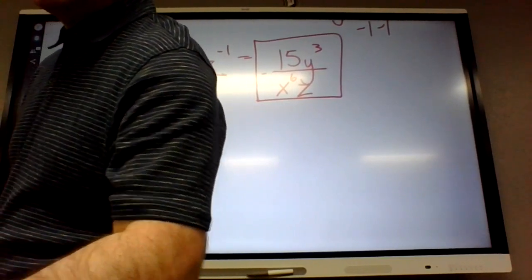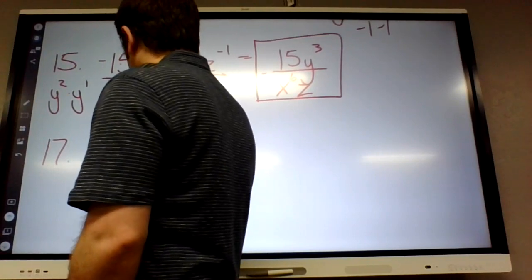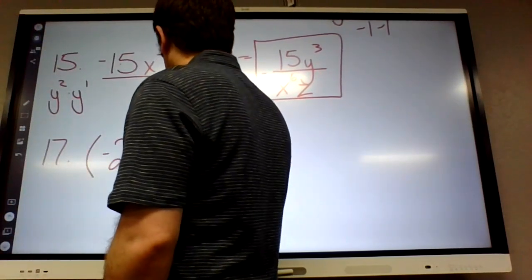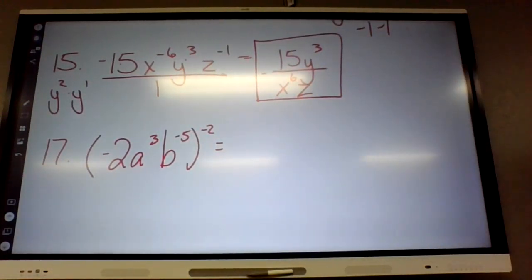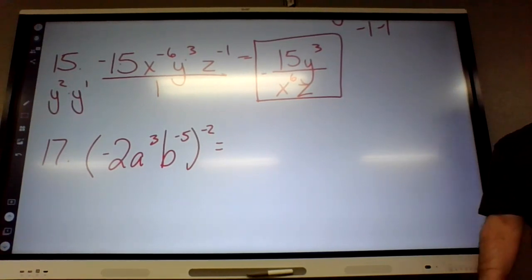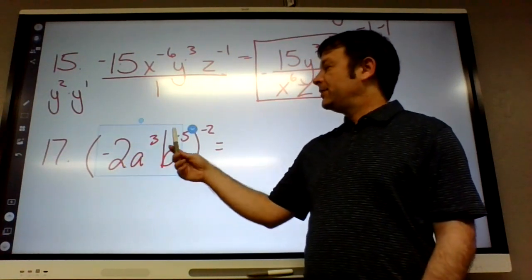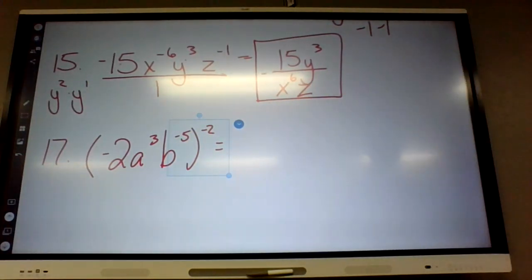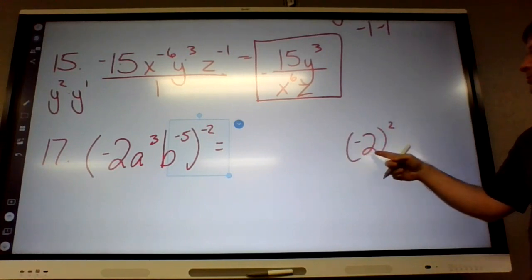All right, negative a cubed. All right, Josiah, any ideas what we could do with this one? Negative 2 to the 2. So let's start with this, Josiah. What's negative 2 to the just positive 2? What would that be?